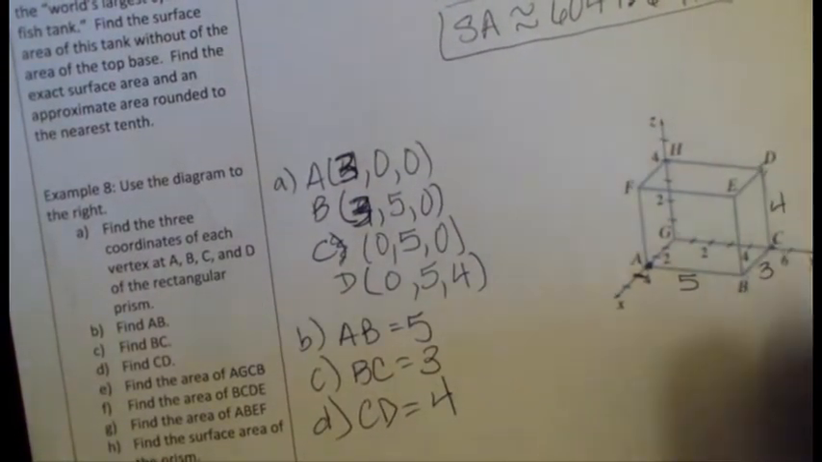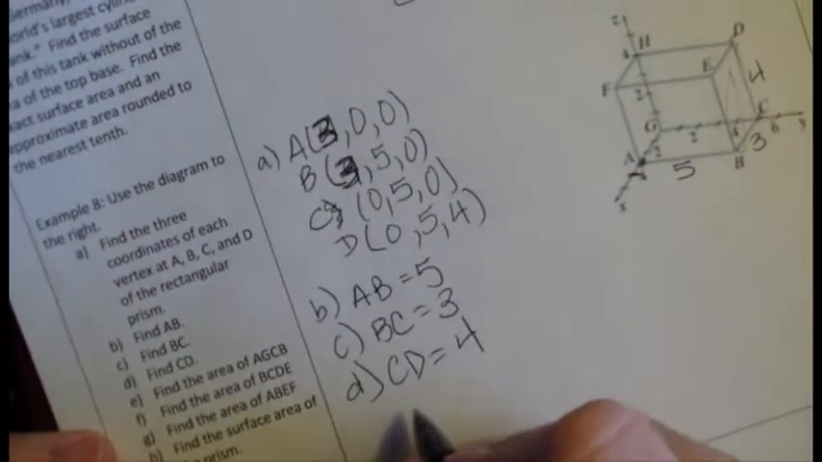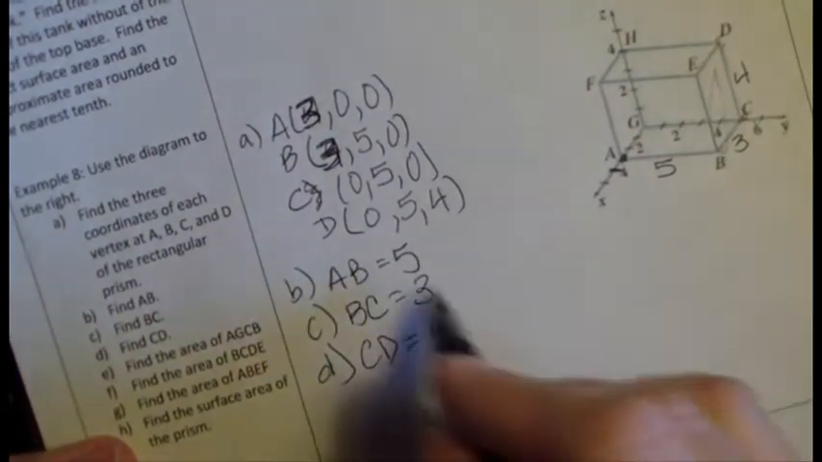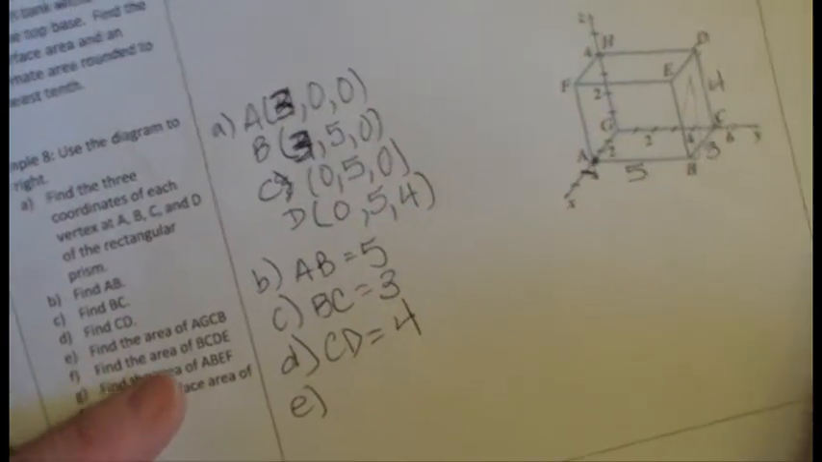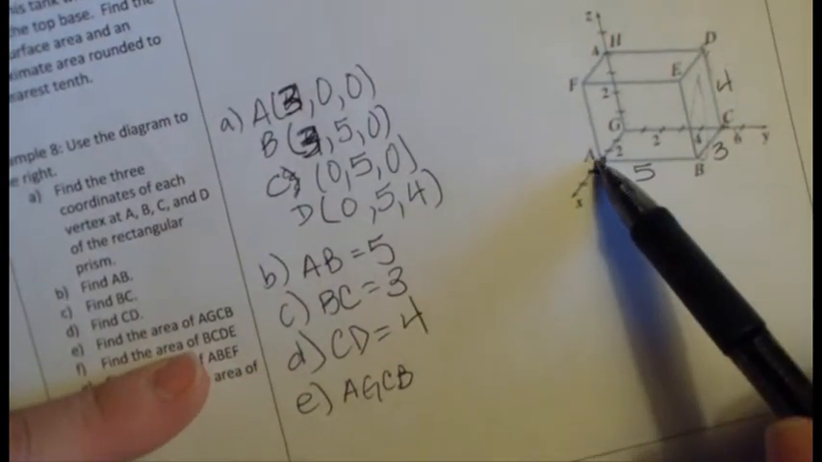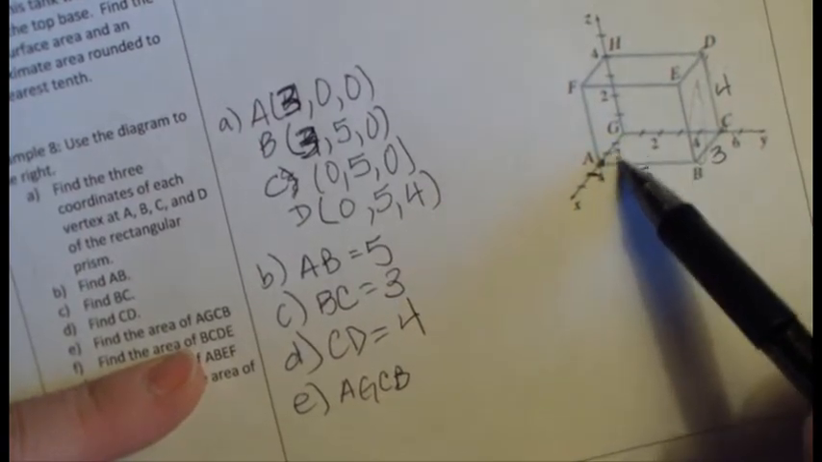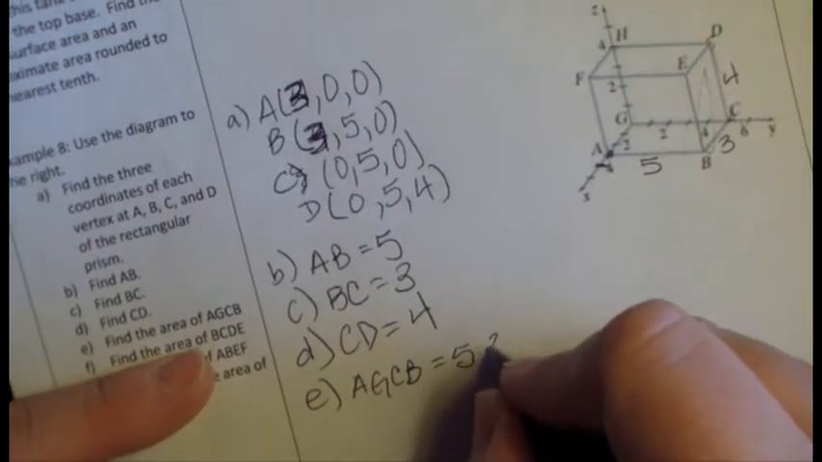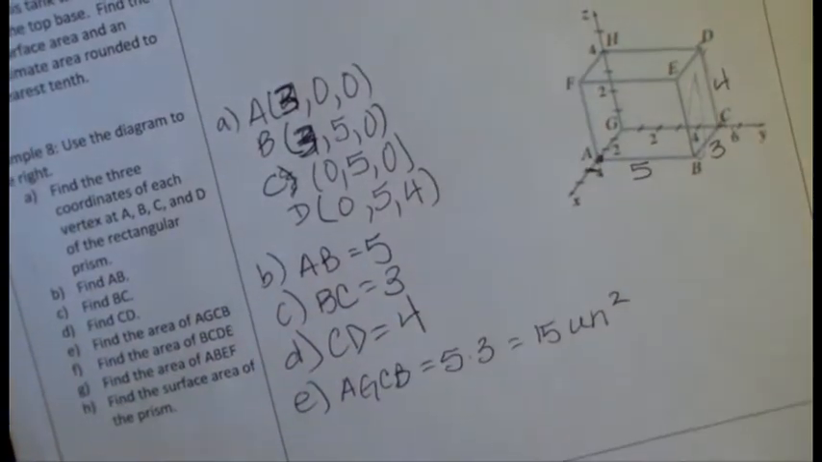All right, so the part that you're going to be asked to do in the homework is finding the area of one of these sides. So you'll need to be able to find these lengths to do it, which is what we did in B, C, and D. So the first one wants the area of AGCB. So face AGCB is this bottom part of our prism. So base times height is 5 times 3, which is 15, we'll say units squared, because it doesn't give us a unit of measurement.